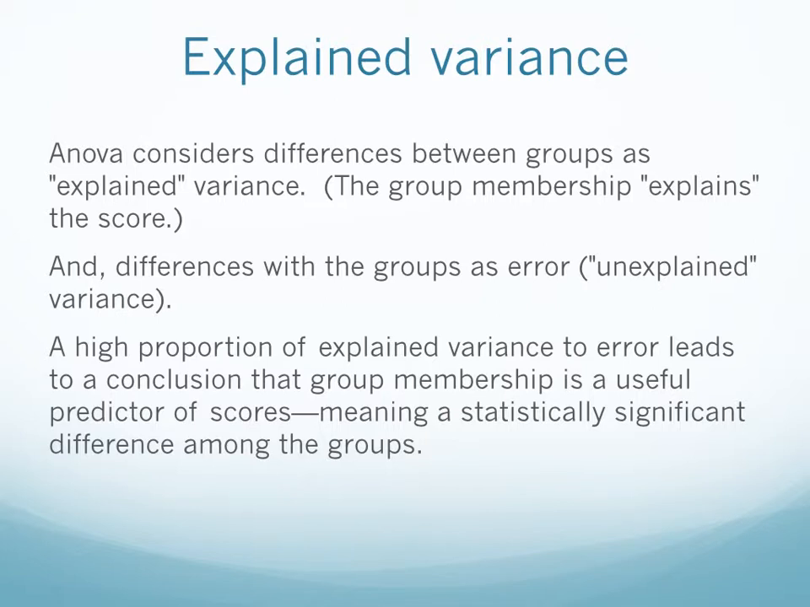So knowing that a car was a Honda explained that the score was going to be $20,000, the price of the car. Differences within the group are considered error or unexplained variance. And a higher proportion of explained variance to error leads to a conclusion that group membership is useful as a predictor of scores. And that means a statistically significant difference among the groups.